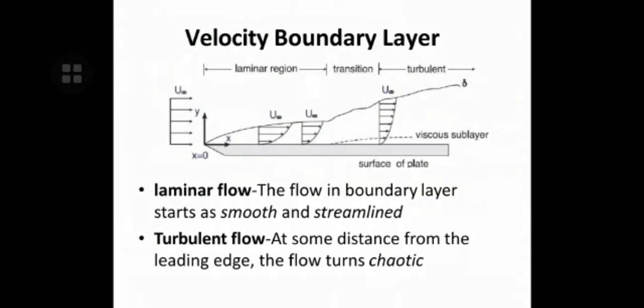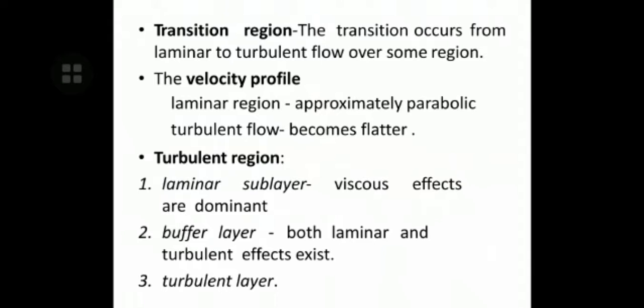Now, the velocity boundary layer. It has been divided into three regions, as you can see in the diagram: laminar, transition and turbulent region. The laminar region is the region that comprises laminar flow. The transition region is the phase between the laminar region and the turbulent region. The turbulent region comprises the laminar sublayer, buffer layer and turbulent layer.